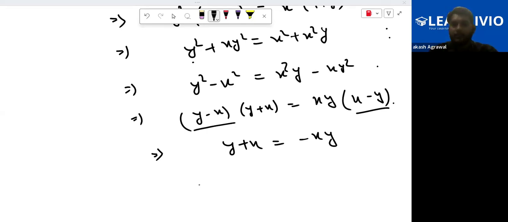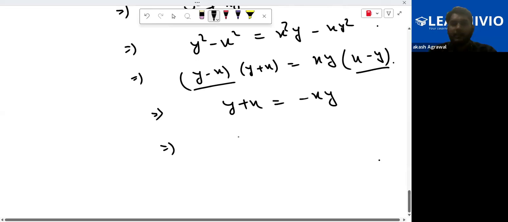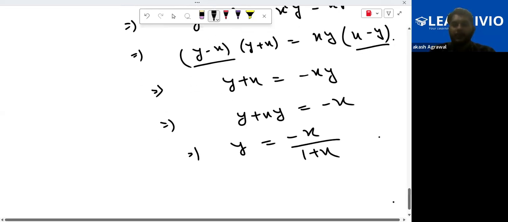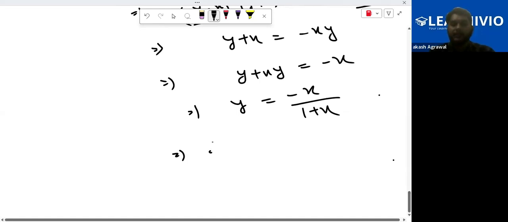Okay, so if we bring everything to one side, y terms, so y plus xy is equals to minus x. So y we can write as minus x upon 1 plus x. Now if we differentiate dy by dx, we'll have to use quotient rule, right?